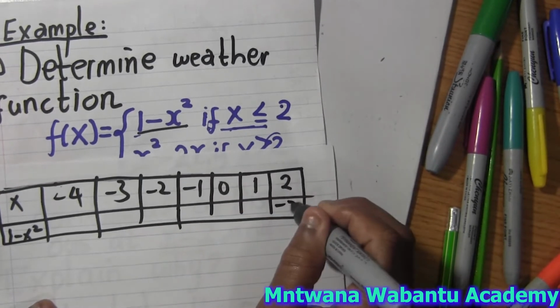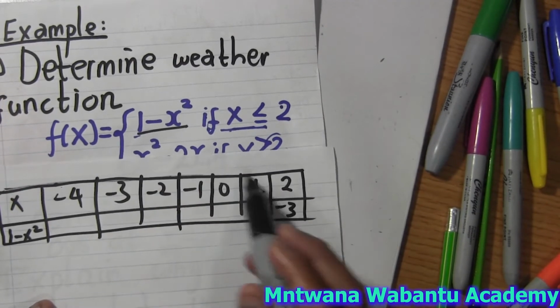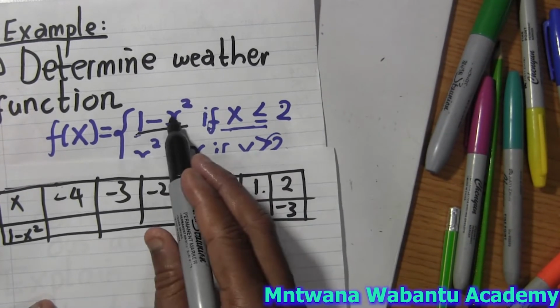1 minus 4 equal to negative 3. Okay, now we go. So this is going to be 1. 1 is equal to 1. 1 minus 1 equal to 0. It's going to be 1.